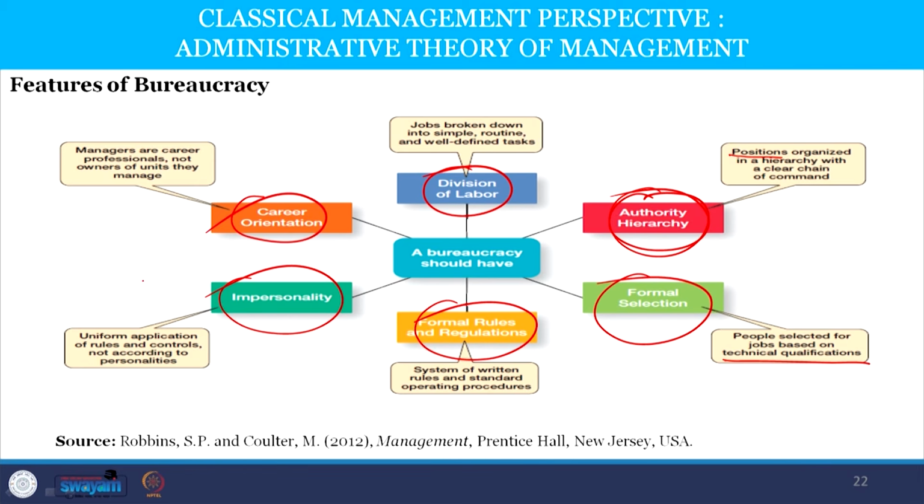Career orientation. Individuals who work in an organization should be given career advancement based on performance. Career orientation talks about managers being career professionals, not owners. Every employee or manager working in the organization is a part of the organization, and they seek career enhancement. They are career professionals, not owners of the units they manage. They are working in the organization like any other employee.